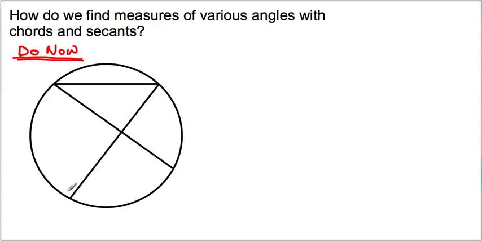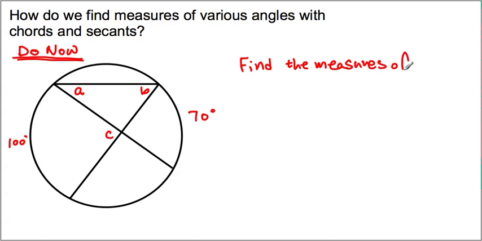And what if I were to assume that the measure of this arc is 100 degrees, and the measure of this arc, let us say, is 70, and let us assume that this is A, this is B, and this is C. So my task for you will be to find the measures or the values of A, B, and C, where A, B, and C are the measures of the angle at these particular points.